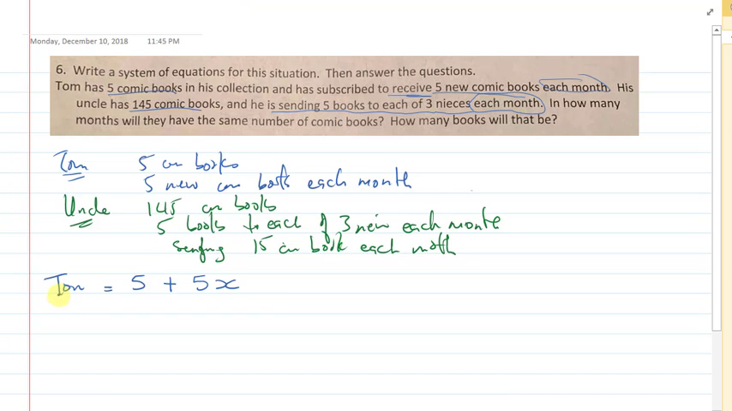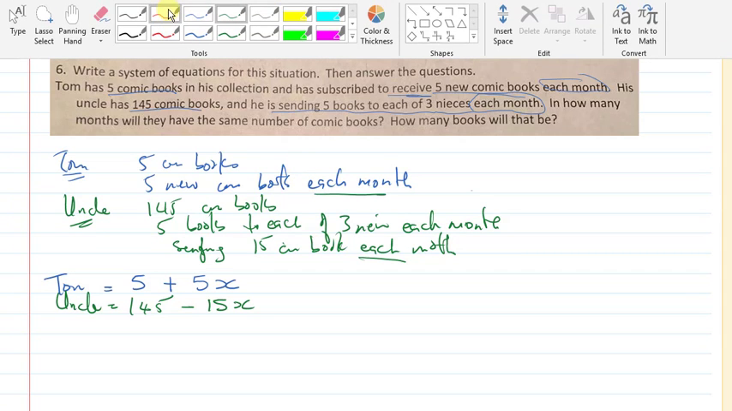Then let's deal with the uncle. The uncle has 145 comic books, plus or minus, which one? He's giving them away, so it's minus 15 comic books times each month. You notice it's the same each month. So we made x the month up here, so let's just make x the month down here. So the question is asking us, in how many months will they have the same number of comic books?